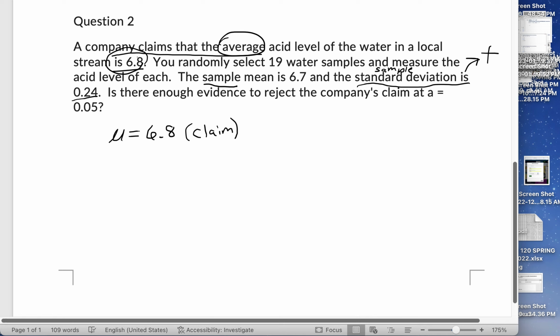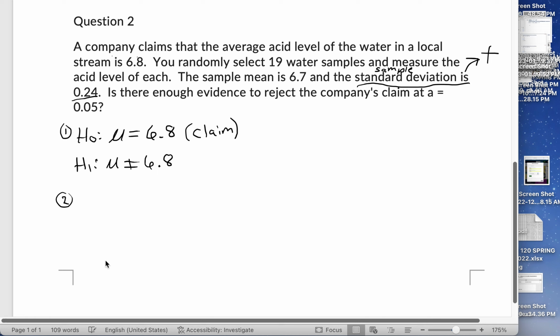Now again, we've already said this, but I'm going to say it again. You need to recognize that if your statement has an equal sign in it, which this one does, you just wrote the H0 hypothesis. The H0 always has the equals to. The H1 will be the opposite of that, so it will be not equal to 6.8. That's step 1.